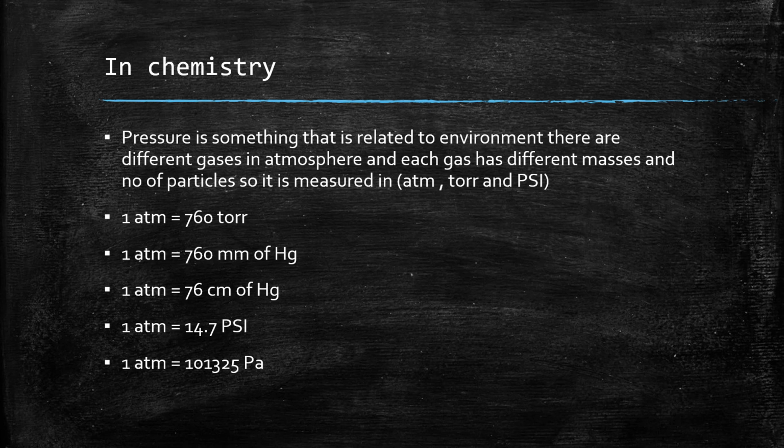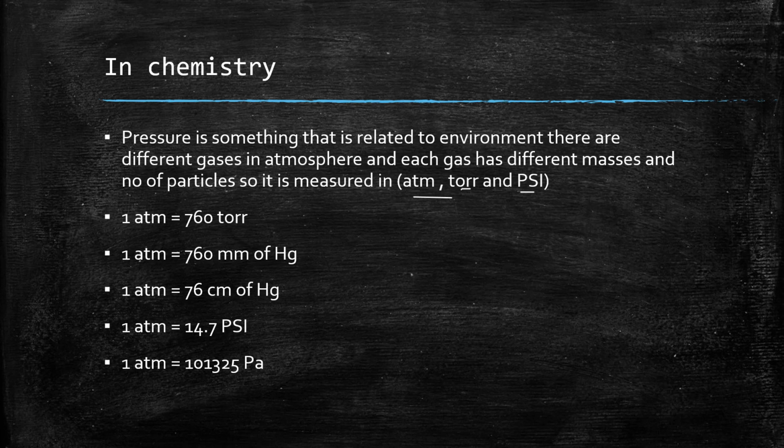So here, the proper definition in chemistry: pressure is something that is related to the environment, and there are different gases in the atmosphere. Each gas has different masses and number of moles, so it is measured in atm, torr or psi. Now here, the measurement units are a bit different. So here, there are different types of units. atm is taken at a particular atomic level, and torr and psi are units of that too.